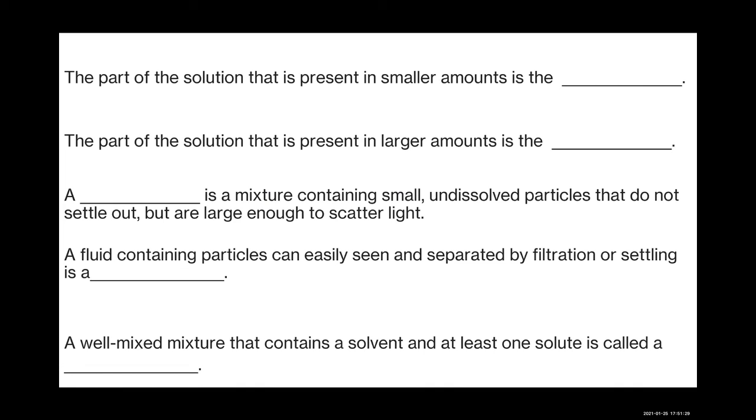Looking at your homework sheet, or your notes, the part of the solution that is present in smaller amounts is the solute. The part of the solution that is present in larger amounts is the solvent. A colloid is a mixture containing small undissolved particles that do not settle out but are large enough to scatter light. A fluid containing particles that can easily be seen and separated by filtration or settling is a suspension. And a well-mixed mixture that contains a solvent and at least one solute is called a solution.